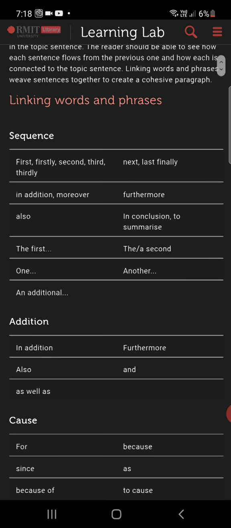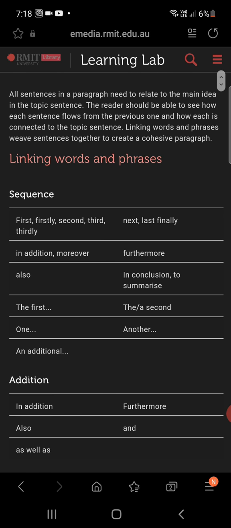to see that all I've done, for example, as you can see sequence over here, you can see the word sequence. I just went sequence is first. I see first is firstly. I see firstly is second. I see second is third. I see third is thirdly. I see thirdly is next. So I went from thirdly to next.